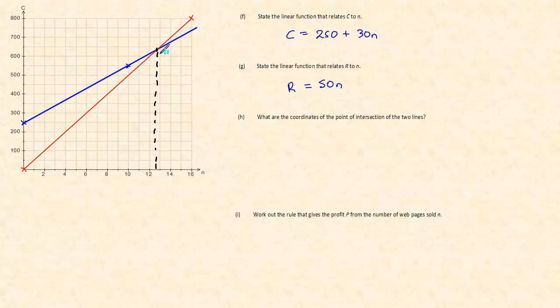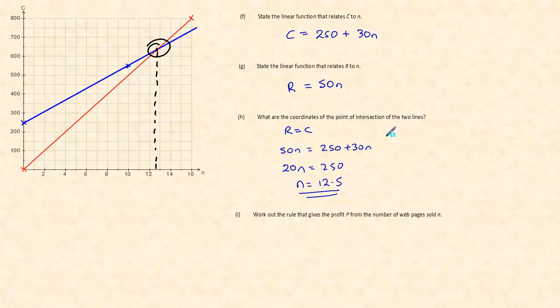Now that's what we estimated here. We can find it exactly now we have the rules. They intersect when R is equal to C. So 50n is equal to 250 plus 30n. Subtract 30n from both sides. 20n is equal to 250. So n is 250 divided by 20, which is 12.5. So n is 12.5. Substitute back in.